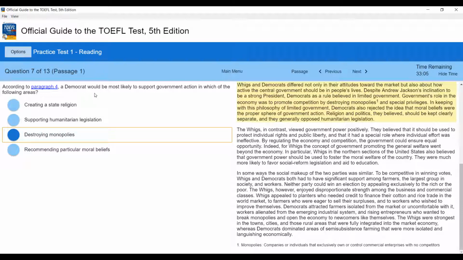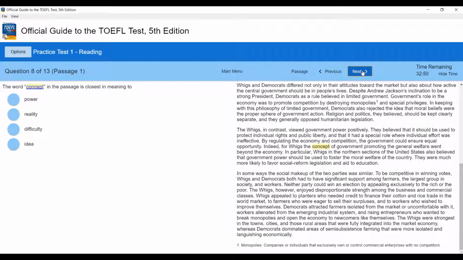And I will double check the wording of this question, make sure I didn't accidentally skip something or see the word not and misinterpret the question. So I would say this one, destroying monopolies, that would be the answer choice I would go with.